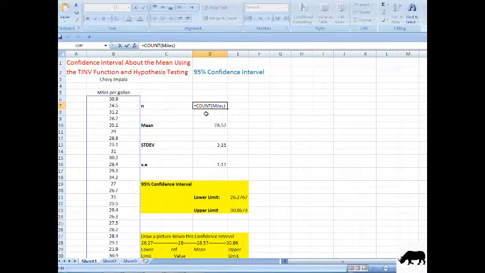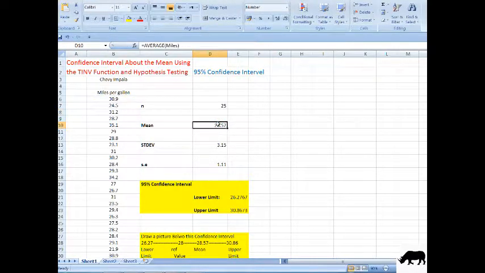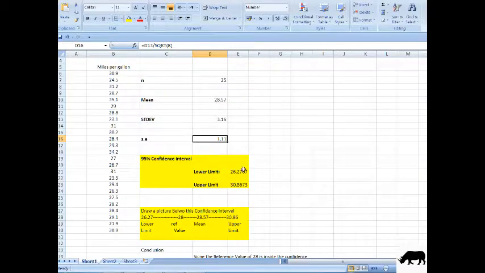So to find the n, we use the count function in Microsoft Excel and give the cell block. To find the mean, we use the average function of Microsoft Excel, and to find the standard deviation, we use the STDEV function of Microsoft Excel, and the standard error function. Look at this. Here we have the formula D13 divided by the square root of 8. This is the formula to get the standard error of the mean. Now for this we need the lower limit and upper limit of this study.